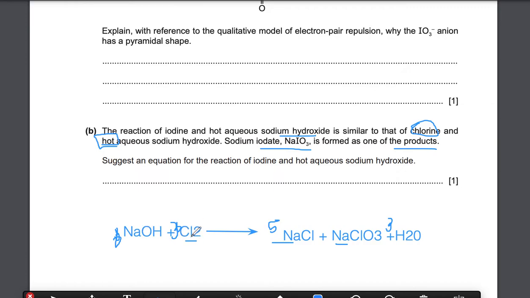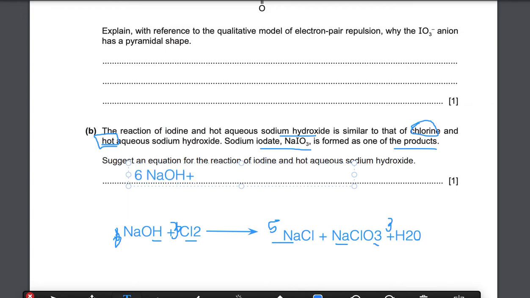Okay, so there's 6 chlorines, and 5 and 6 over here, and then we move on to hydrogens and then oxygens. So hydrogens are 6, 3 twos are 6, and 3 and 6 oxygens. So it's 3 over here and 3 over here. So that is balanced.